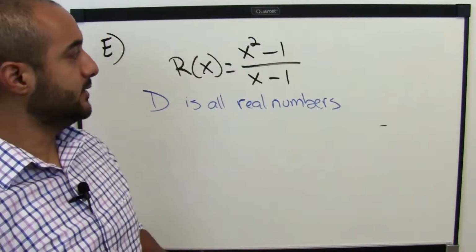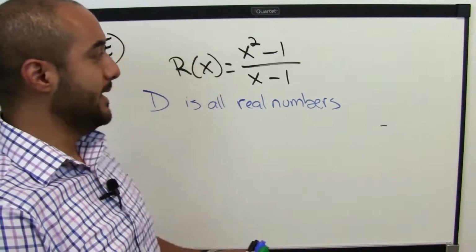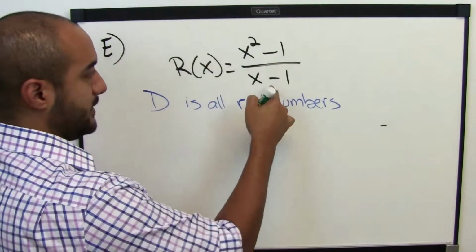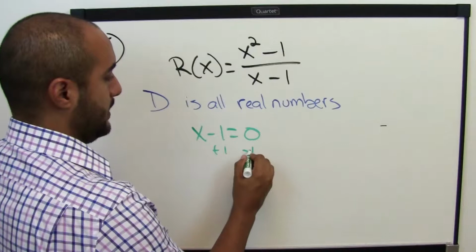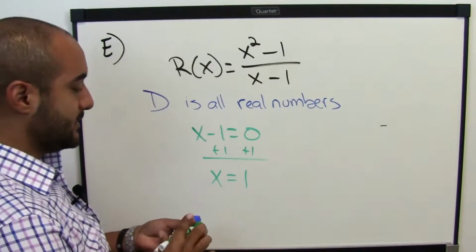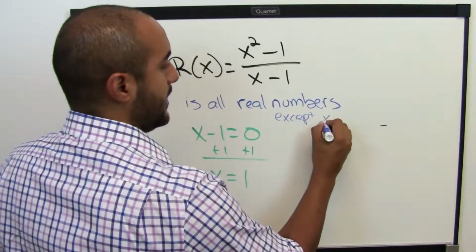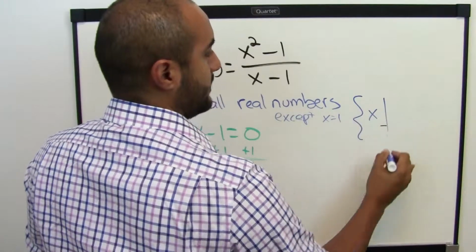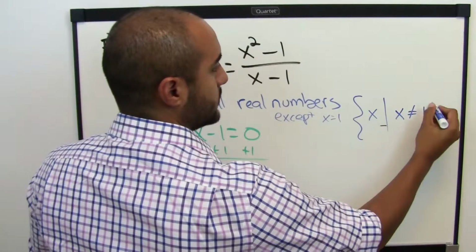All right, what about this one here? I already just wrote it down because I know that's how I was going to start. My domain is all real numbers. Let's look for that denominator. So solving for my denominator equal to 0, I have x minus 1. When is it equal to 0? When I add 1 to both sides, x is equal to 1. So just like before, all real numbers except for when x is equal to 1. Except x equal to 1, or once again in brackets, I'm going to put it here. Okay, all real numbers of my x such that x does not equal 1.